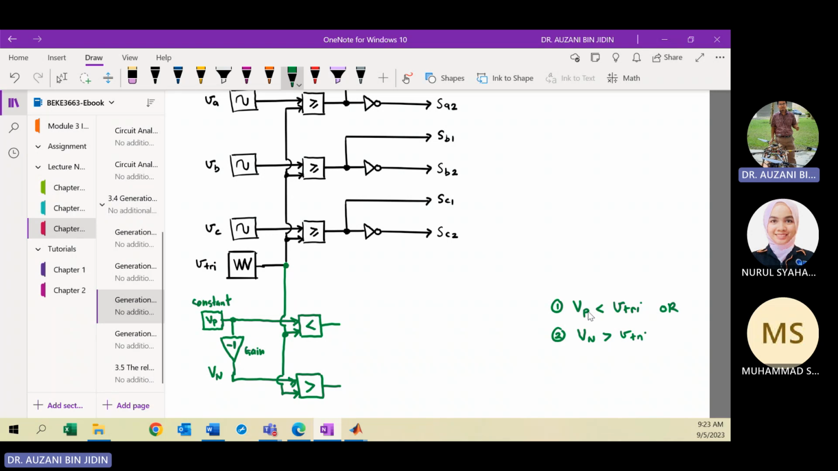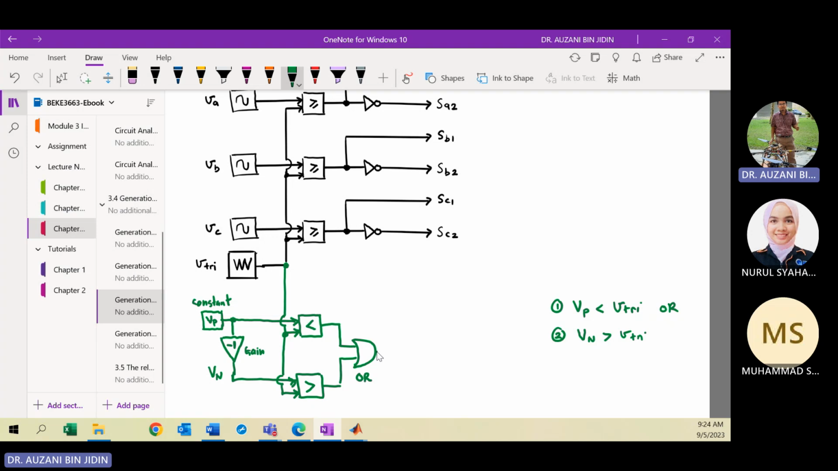Right, it is not AND. If it were AND, two conditions must be fulfilled. But this one is operator OR, so only one condition needs to be fulfilled, then the output will be 1. So that means here, you can put the OR gate. OR gate symbol. So this is the OR gate.